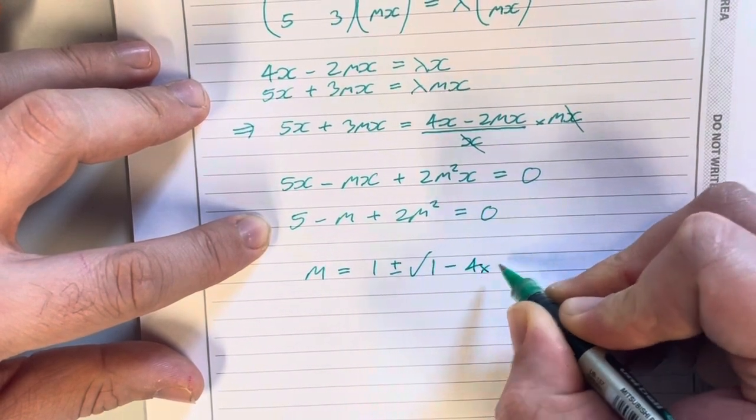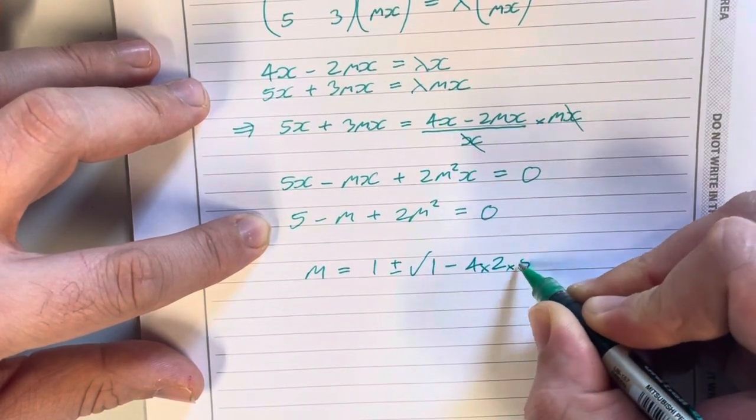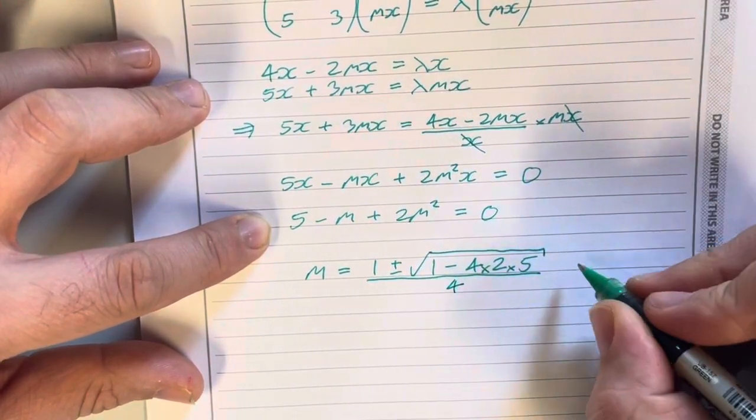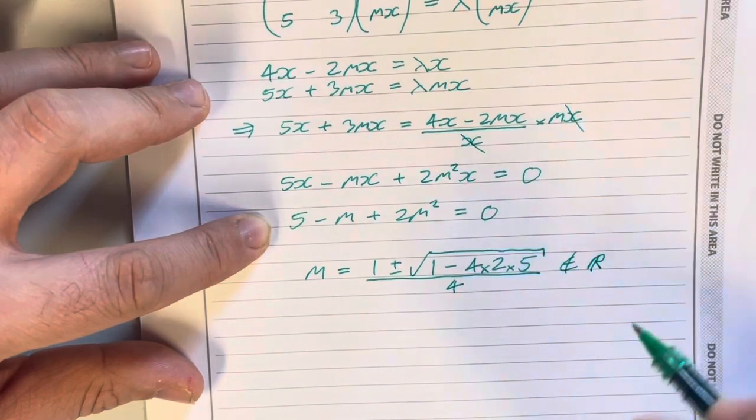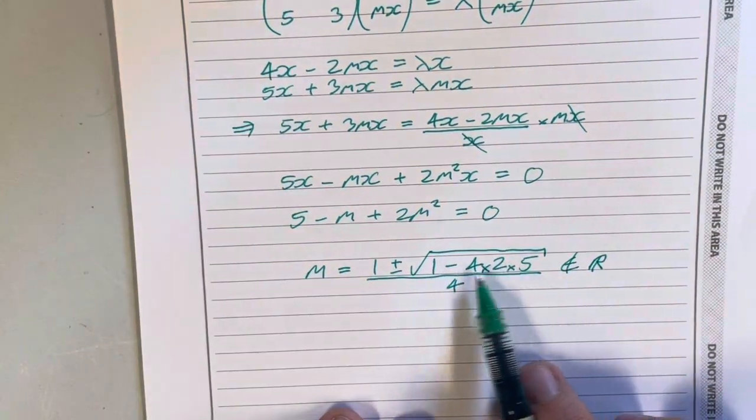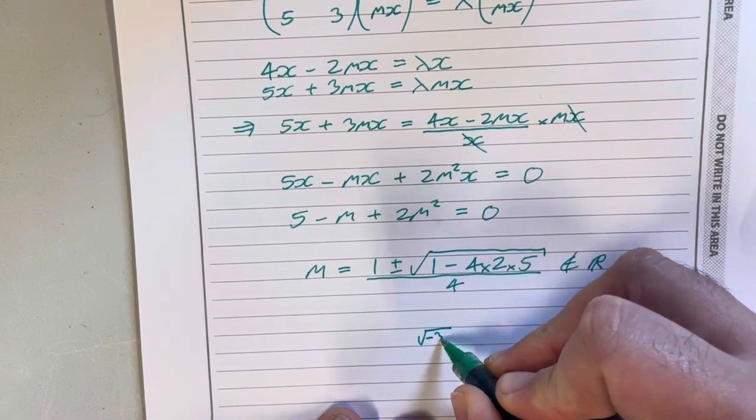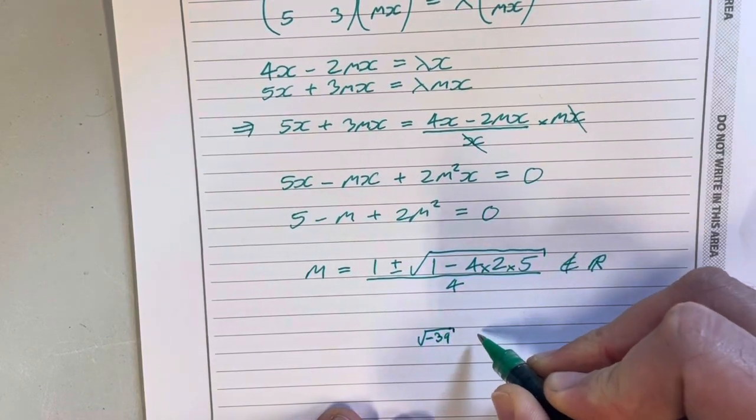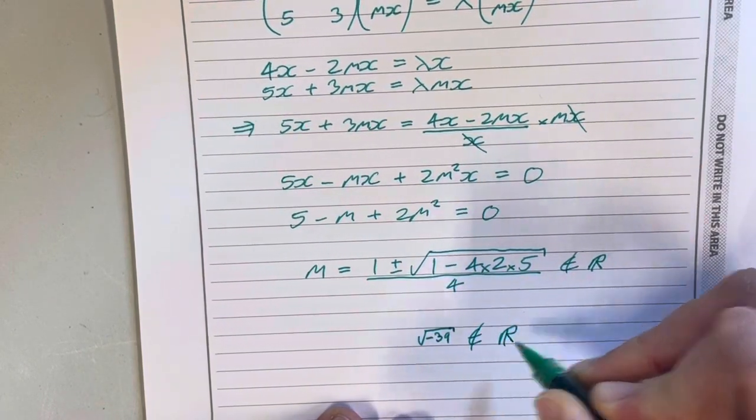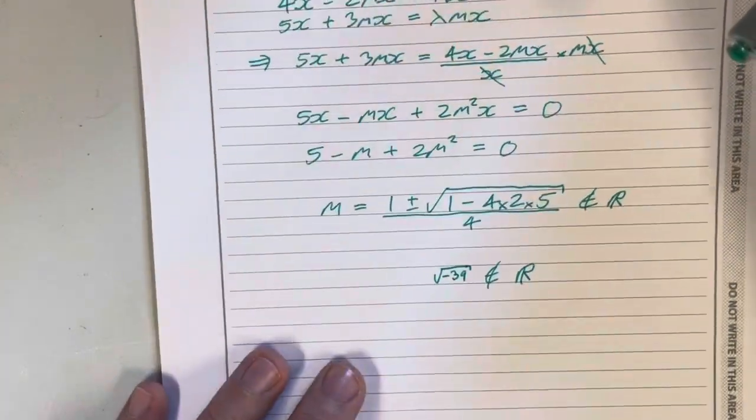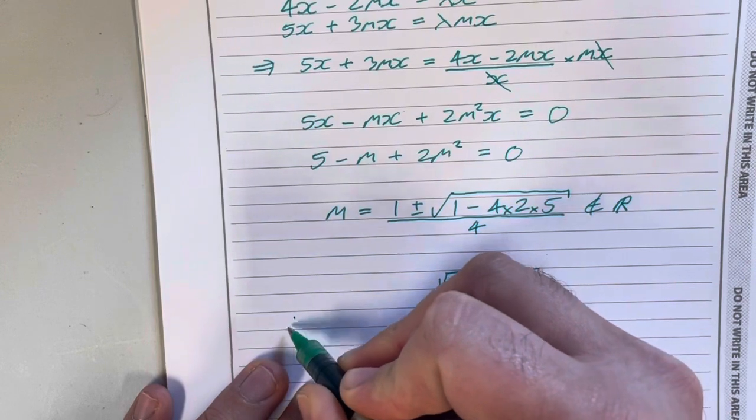minus 4ac, all divided by 2a, which is not real, okay, because we're going to try and square root negative 39. Okay, the square root of minus 39 is not in the set of real numbers. So there's no real value of m for which this is true, therefore there's no invariant lines.